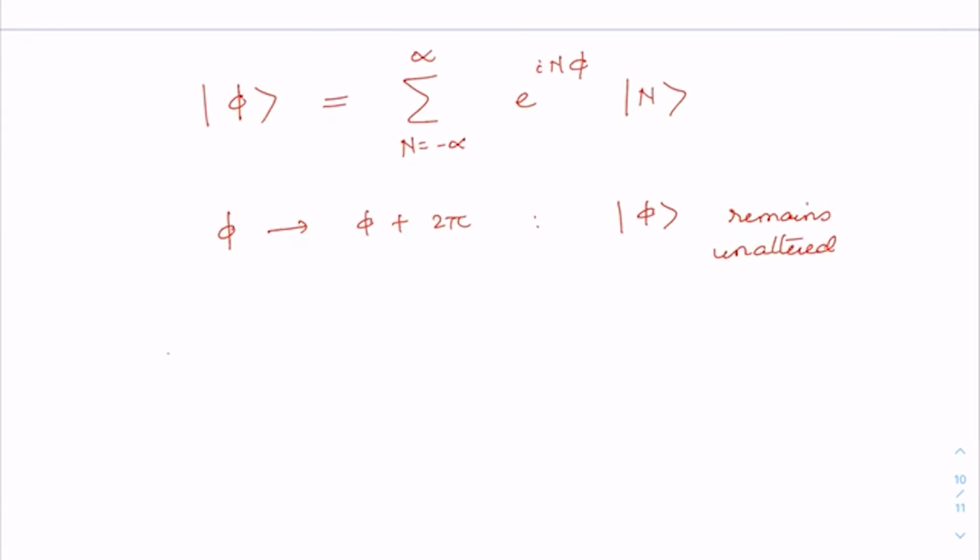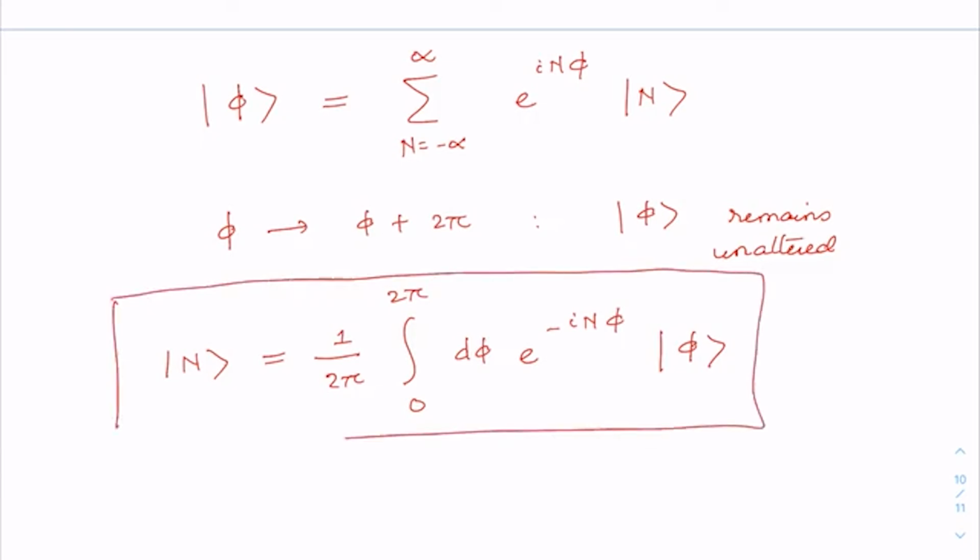Or conversely, we can define the number ket as 1 by 2 pi, integral from 0 to 2 pi d phi e to the power minus i n phi, ket phi. This is also, in terms of this phase basis, how we can write the number state basis as well.